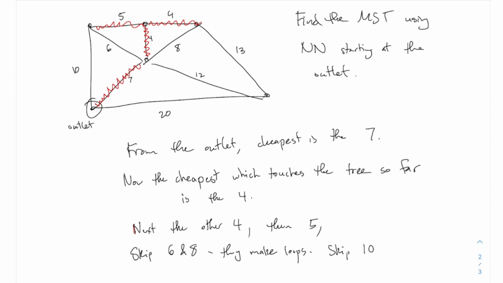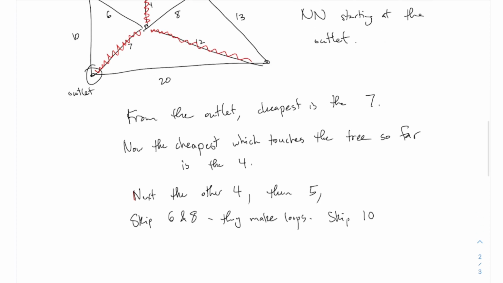Next would be 12, and I think it is legal to take the 12. It doesn't make any loops. So I take the 12. And now I'm done at this point because every vertex is being touched by the chosen edges. So skip the 10, use the 12, and it's done.